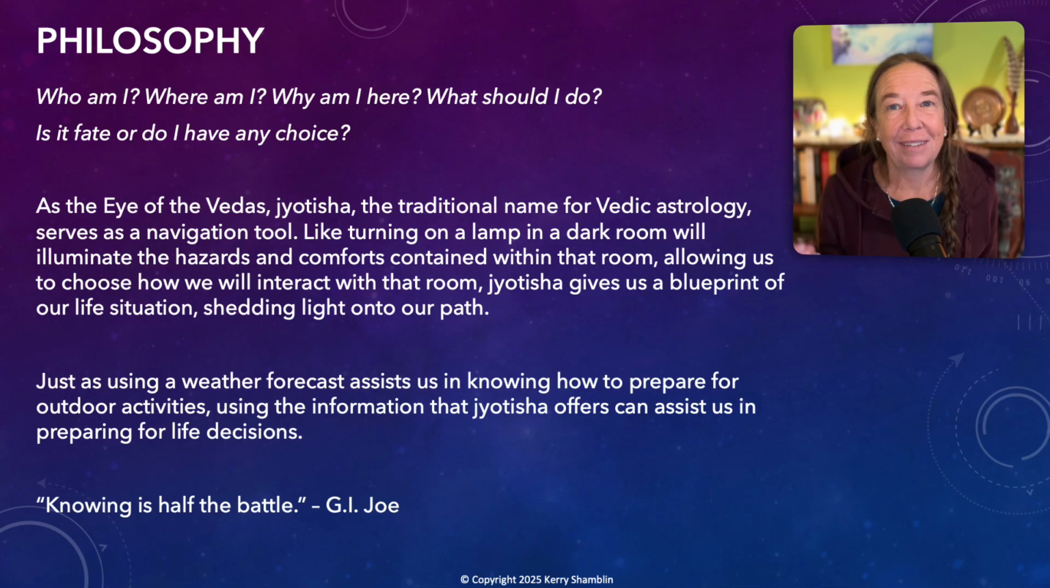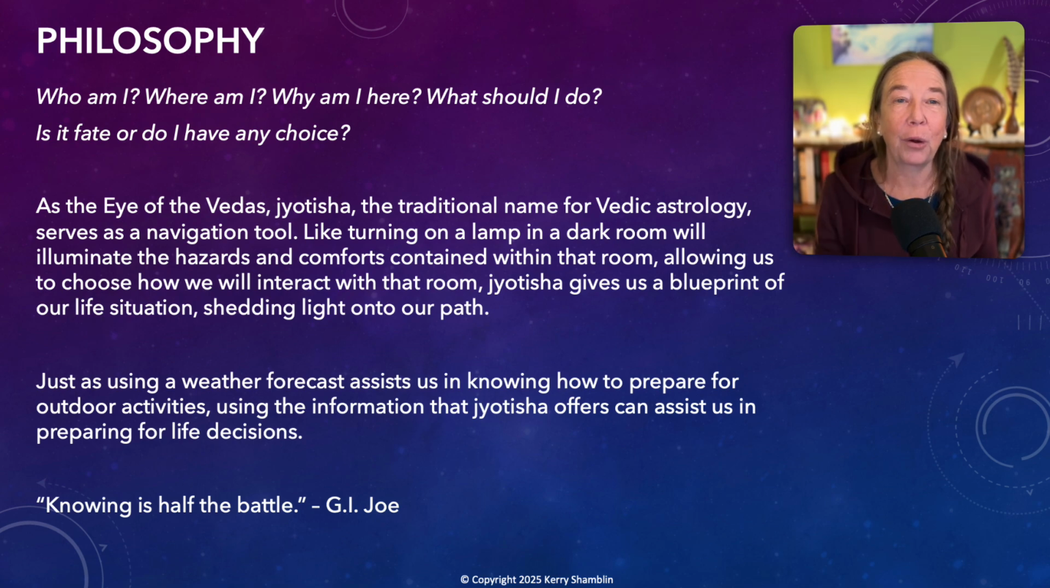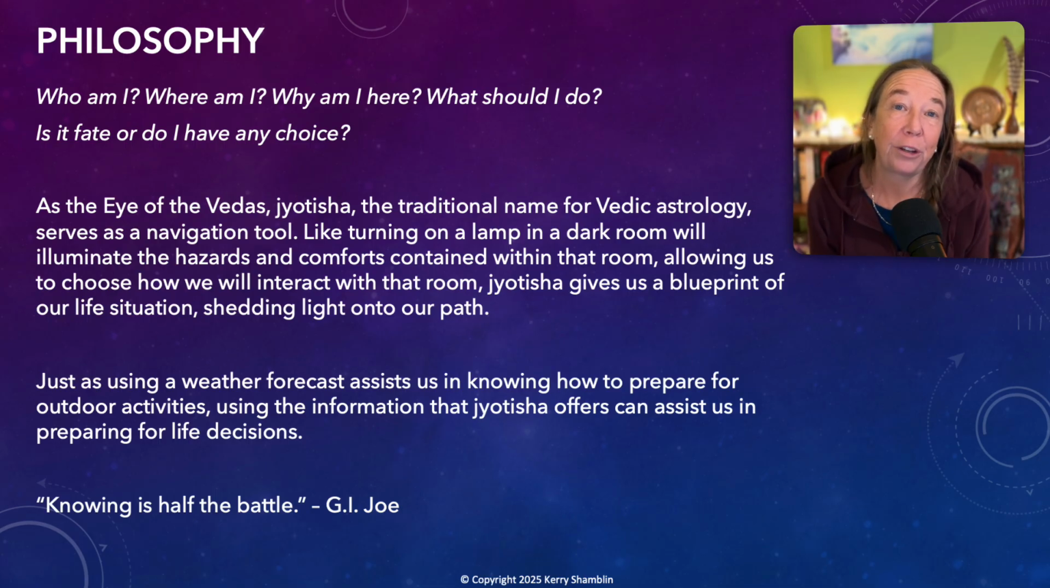Jyotish means, Jyoti means light. So really this is the science of light. And just like going into a dark room and turning a light on gives us a little bit of information about where to step or not to step inside of that room, it's the same thing with looking at our Vedic astrology chart. It gives us a blueprint of our life karma, the karmic situation of our life, which sometimes helps to illuminate which way we should go, what choices we should make.